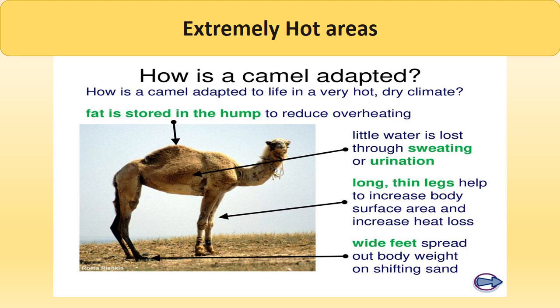There are other special adaptations also in order to reduce the loss of heat, so that their urine is also very concentrated, so that little water will pass. You can see that their legs are very thin and long. This will increase the surface area, so that it will increase the heat loss from the body.